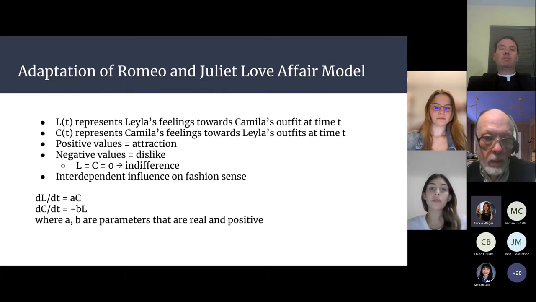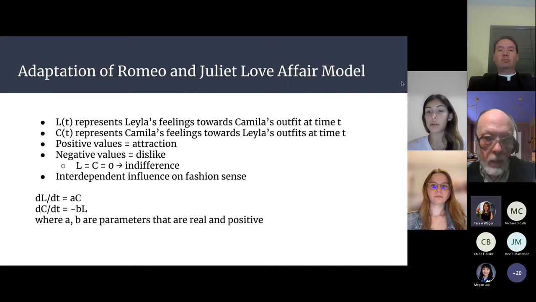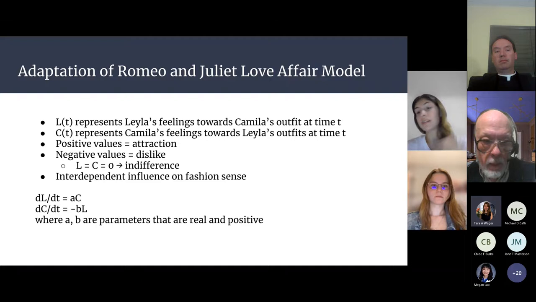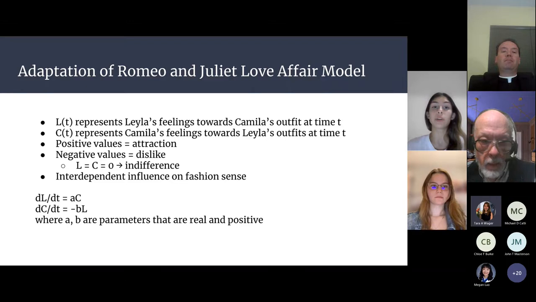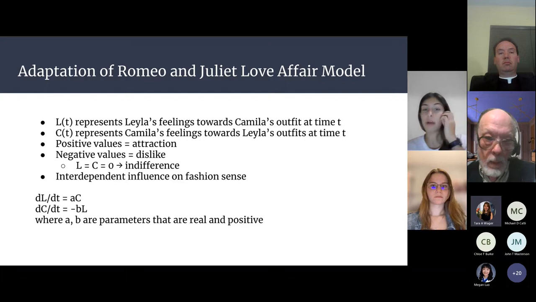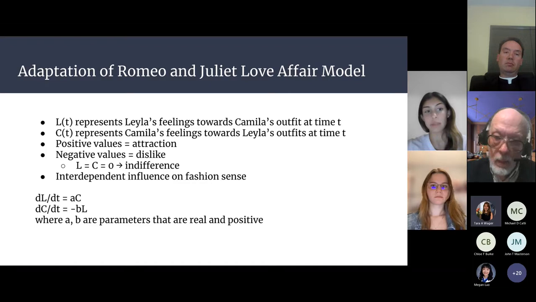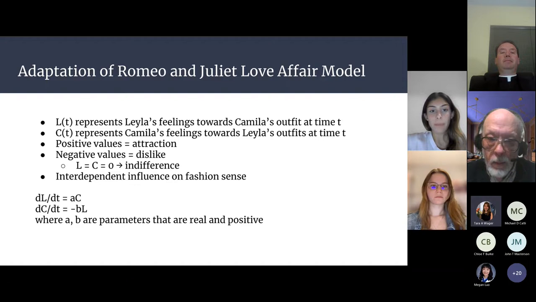All right, so this is the model that Layla and I created. What we did was we took the Romeo and Juliet love affair model and we adapted it, modified it. So basically, the Romeo and Juliet love affair model consists of two individuals, Romeo and Juliet, and their love for each other depends on each other. So if Romeo loves Juliet, then Juliet is going to love Romeo, or vice versa, or the opposite. So we replaced Romeo and Juliet with Layla and Camilla. And L of T represents Layla's feelings towards Camilla's outfit at time T. And then C of T represents Camilla's feelings towards Layla's outfit at time T. Positive values of L(T) and C(T) would represent attraction, and negative values would represent dislike. And then zero would mean indifference. So this is just going to represent the interdependent influence on fashion sense.